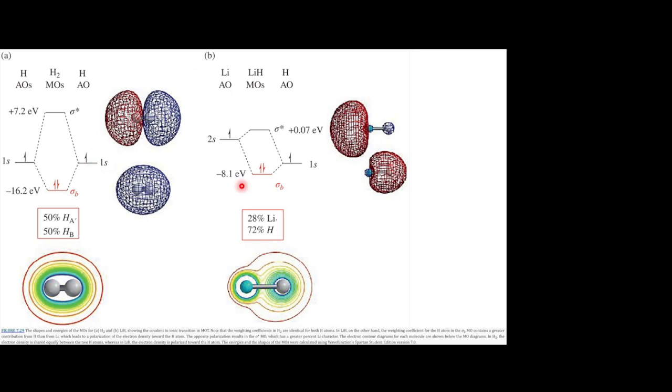Okay? If we look at something that's more ionic, so we have a 28% lithium. Lithium's right here. We have a 72% hydrogen right here. What we notice is the lower energy orbital is going to look like and be closest to the hydrogen, because that's the one that is holding on to more electron density, isn't it? It's the more electronegative one. Okay. Over here we see that the higher energy orbital, the anti-bonding one, is the lithium, isn't it? Because that one holds on to a lot less electron density.